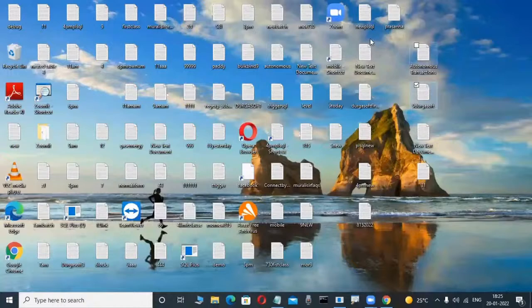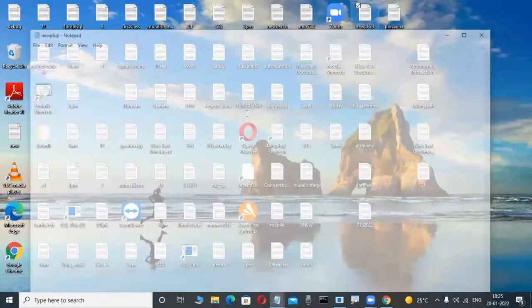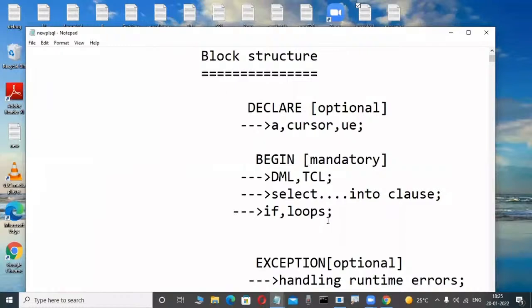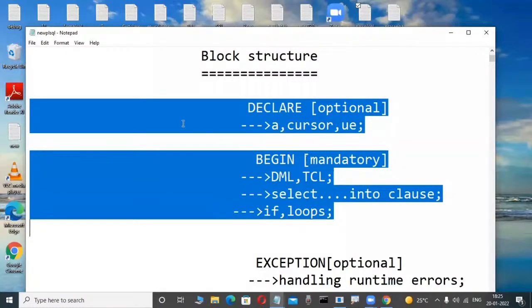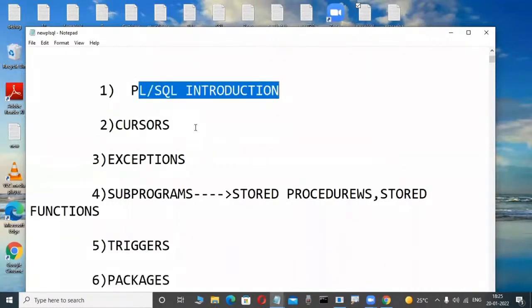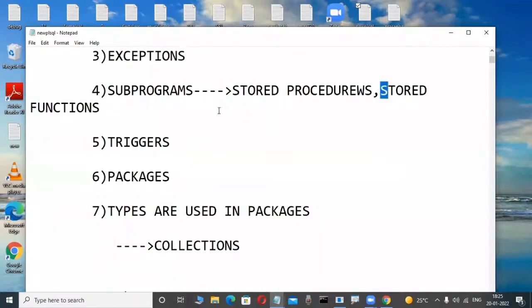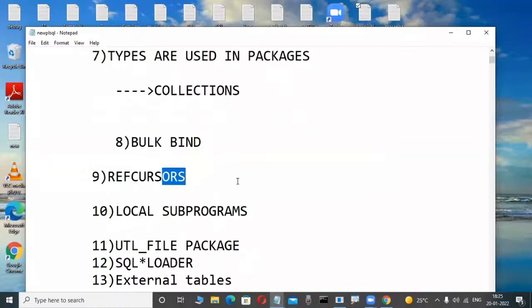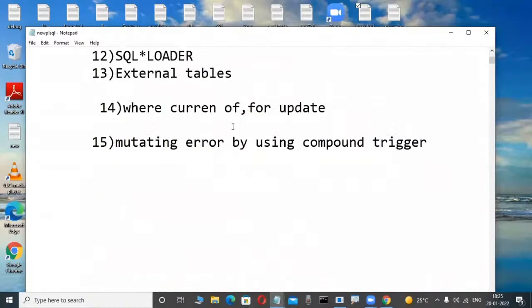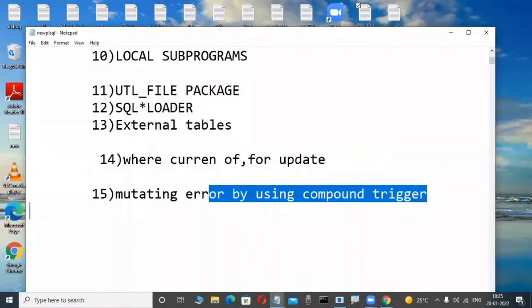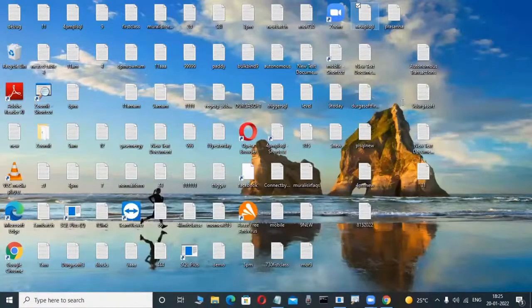Again, PLSQL means some little bit of coding is there. Don't be afraid. This is PLSQL, and in PLSQL you write some little bit of coding. In that one: cursors, exceptions, stored procedures, stored functions, triggers, packages, types, collections, bulk bind, ref cursors, local subprograms, UTL file packages, SQL loader, external tables, so many things like this. So much syllabus is there.